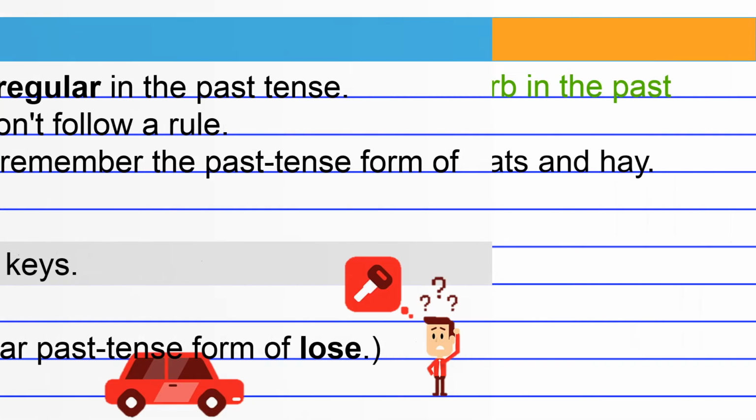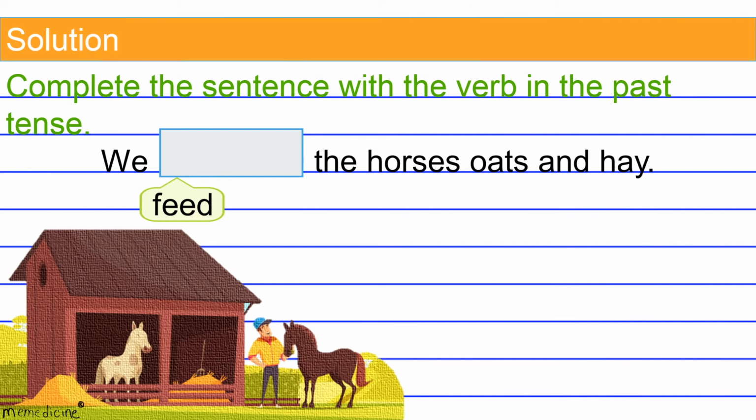All right, back to the original question. Now for the solution. Fed is the simple past tense verb form of feed. This is an irregular verb form, so you'll have to commit it to memory.